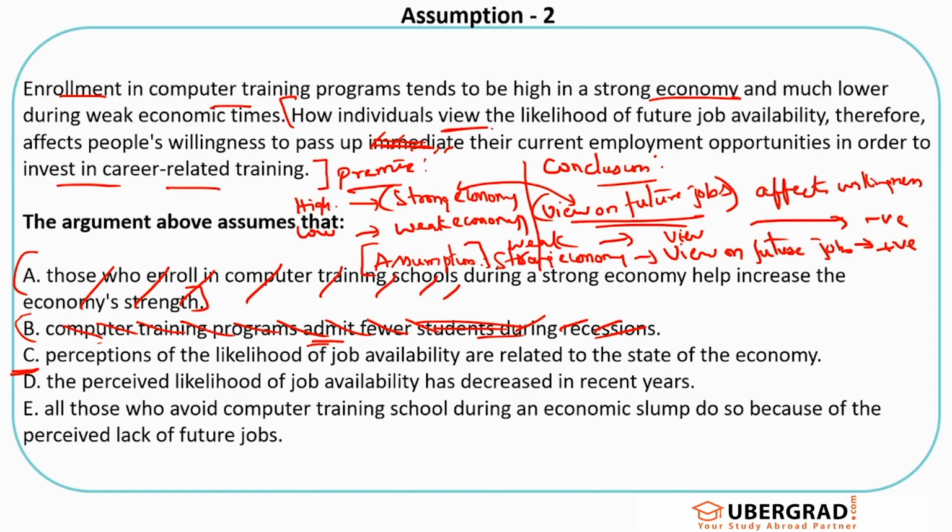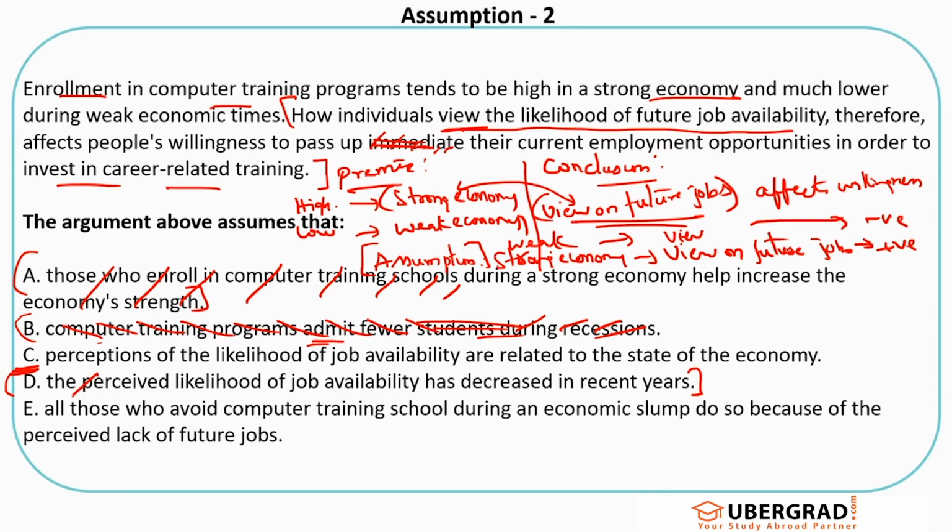Perceptions of the likelihood of job availability are related to state of economy. Yes, this seems to be the option, right? As I said, the link between the economy and the view. So perception is how you see it, how you feel about it. You believe that it's a good time, or you see that there's a good chance of getting jobs in a strong economy. That's why you will go ahead and do the training. If it's a weak economy, you will believe that the job opportunities are less, and that's why you might not be willing to take up new courses. That's what the entire passage is about. I'm very happy with this option. Let's look at the others.